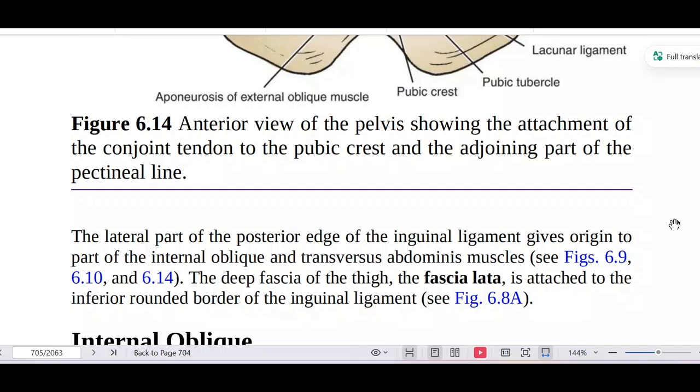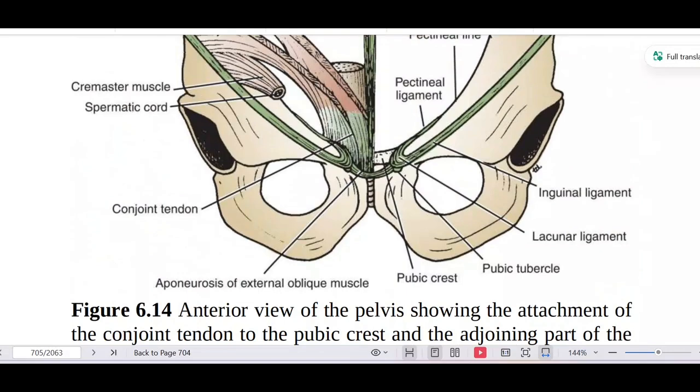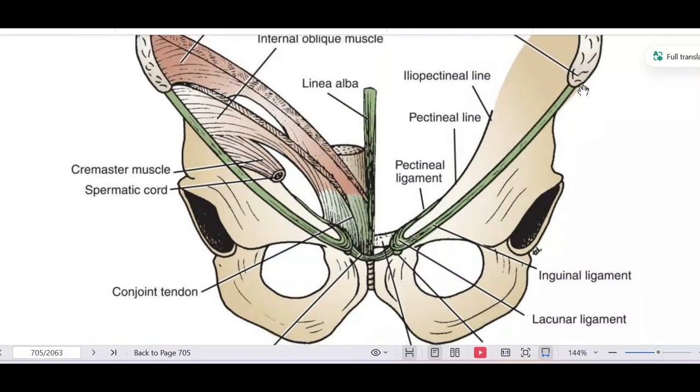Now basically the lateral part of the posterior edge of the inguinal ligament is going to give origin to part of the internal oblique and transversus abdominis muscle. So actually they are saying the lateral part, or you can say more of the posterior part, is inserting into the iliac crest, this part here, the lateral part. That lateral part of the inguinal ligament is going to give origin to some part of the internal oblique and the transversus abdominis muscles, which we are going to discuss afterwards.